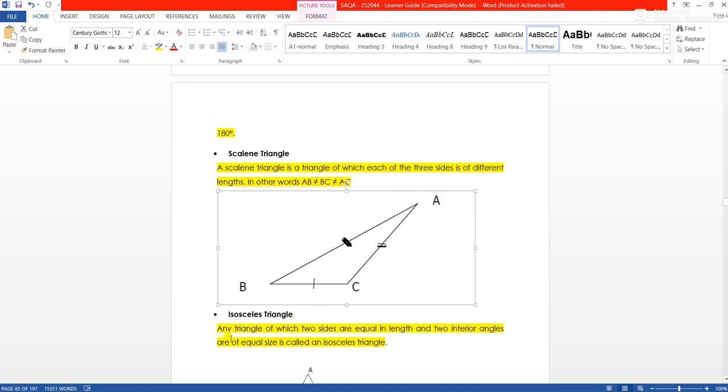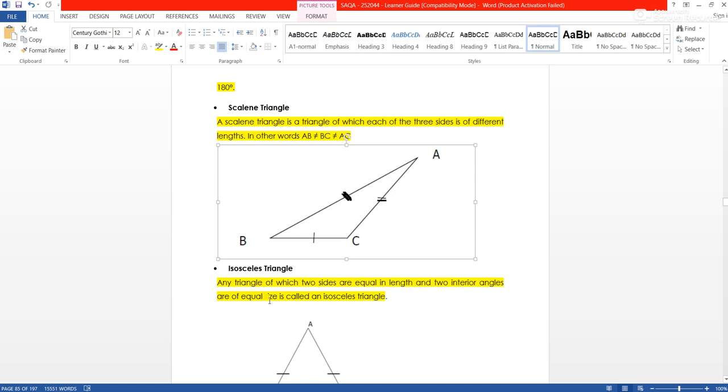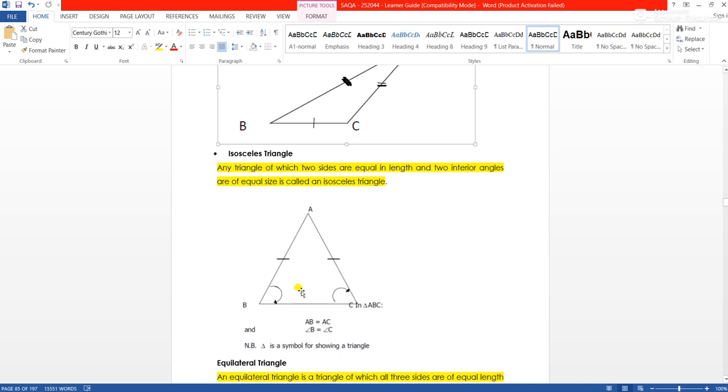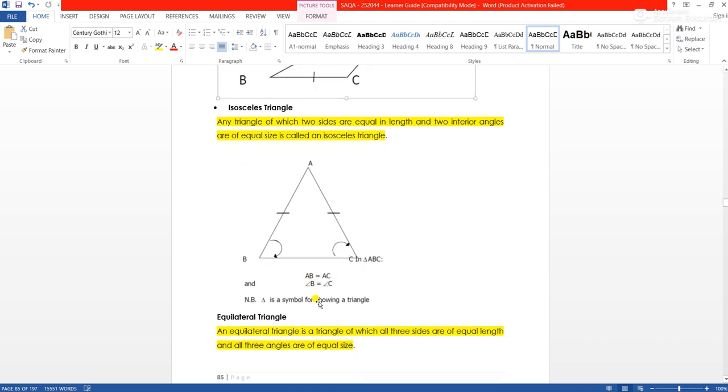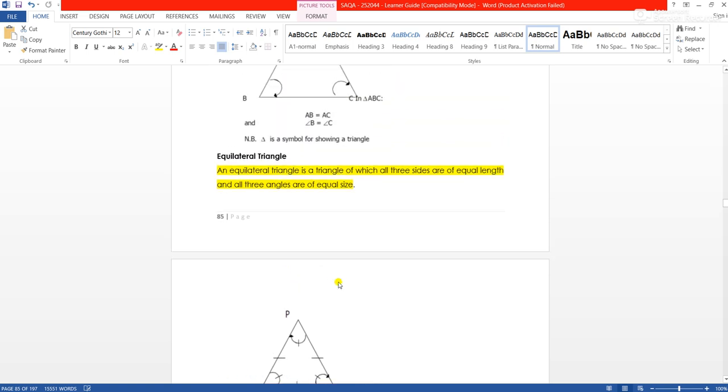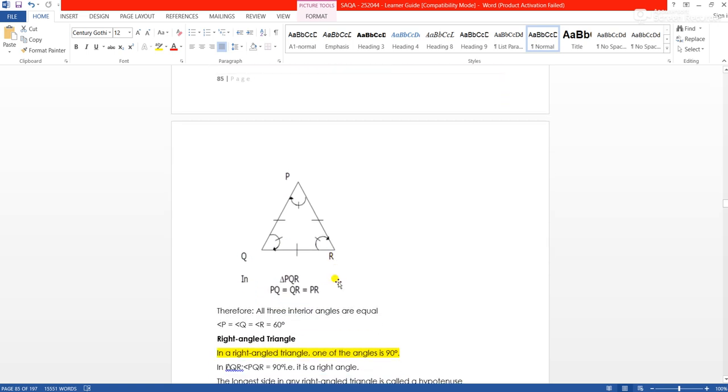An isosceles triangle is any triangle of which two sides are equal in length and two interior angles are equal in size. As you can see, AB and AC are equal, and angle B and angle C are equal. An equilateral triangle is a triangle of which all three sides are equal in length and all angles are equal in size. So each angle is equal, and each angle is 60.